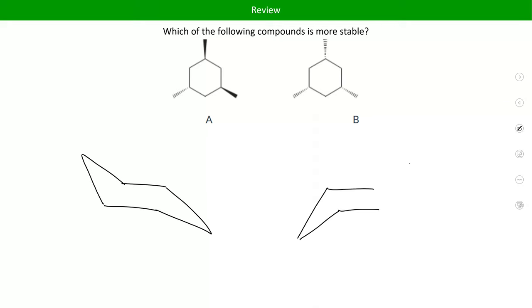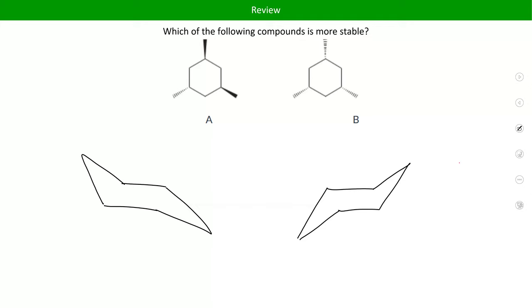It will be the cis one. So when they were all cis before, and they were alternating 1-3-5, we were able to get them all equatorial at the same time. And so we should see the same thing for B. Let's draw it for A first, so we can confirm that.